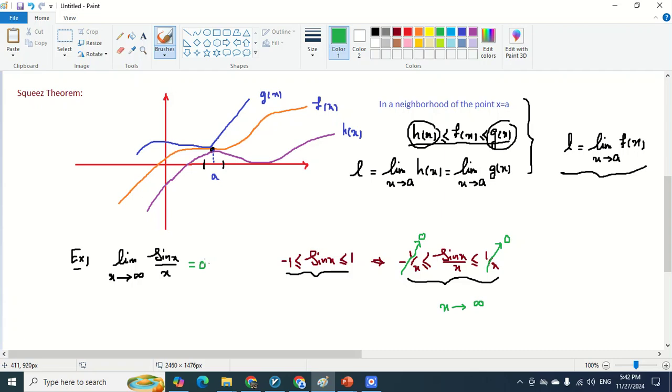We care about x tending to infinity, not tending to 0. Another example is evaluating the limit of sine x over x, where x tends to 0.